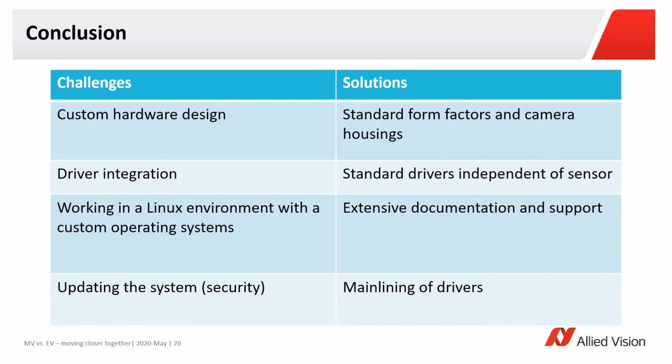To conclude, I believe there are still some challenges for embedded vision to become successful. One is in the often custom hardware design that is used. I think that can be solved by using more standard form factors and also standard camera housings. There are certain standards already available from some embedded module manufacturers, and also on the camera housing, the Sugar Cube format has had a tremendous success in the past.